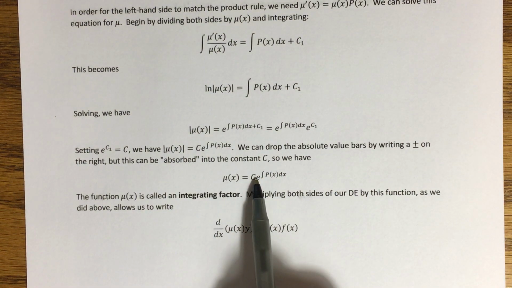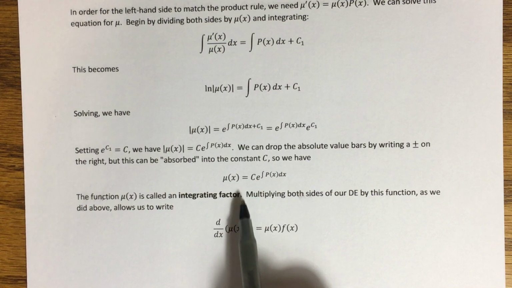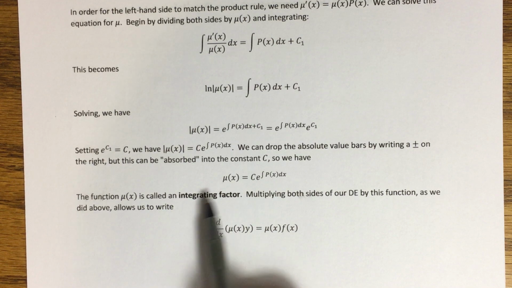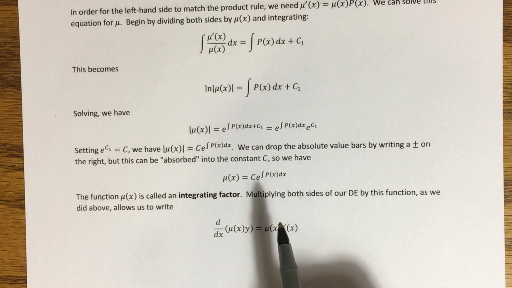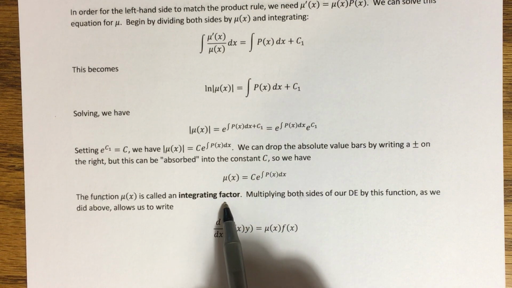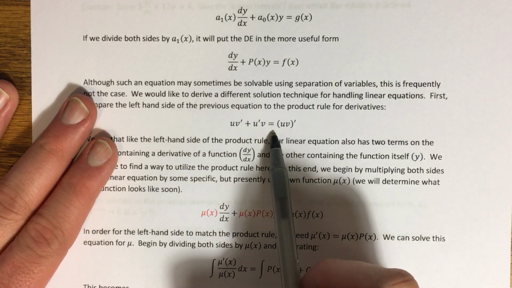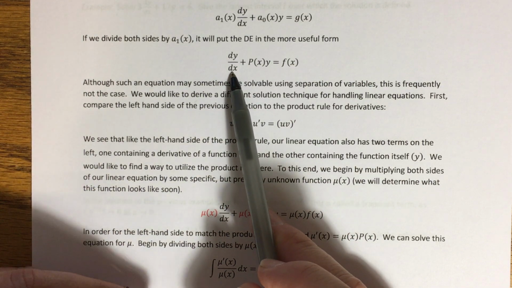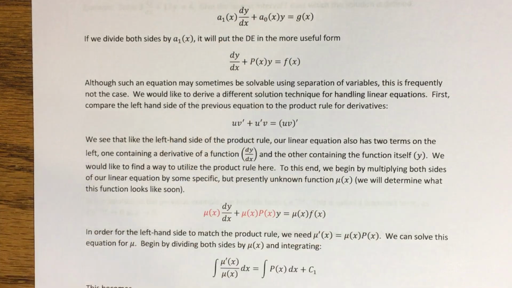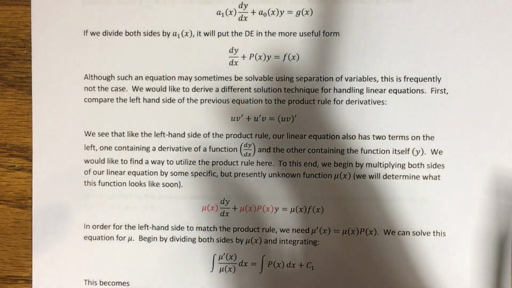Therefore, mu of x is equal to this function here, c e to the power of the integral of p of x dx. That function is something that we call an integrating factor. We'll encounter another, related type of integrating factor in the next section when we talk about exact equations. But basically, the purpose of an integrating factor is to take a differential equation like this and multiply by that integrating factor in such a way that it makes this side of the equation something that we can integrate directly. On its own, we may not be able to do that, but multiplying by this integrating factor helps us in that process.